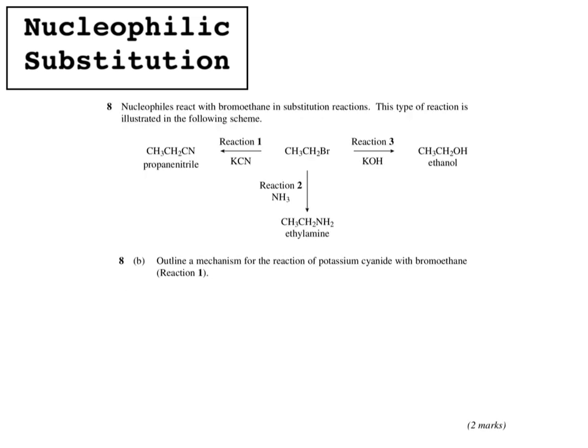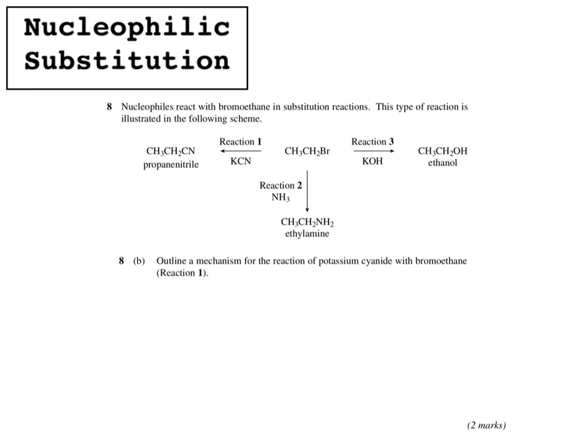This next question I chose to show you because I wanted to show you how they might give you the reactants in the mechanism. So here it says outline a mechanism. Remember, outline just means draw for the reaction of potassium cyanide with bromomethane, which is reaction 1 here. It doesn't say name the mechanism, so you don't need to do that. It's only worth 2 marks. Remember, the marks are basically for each arrow.